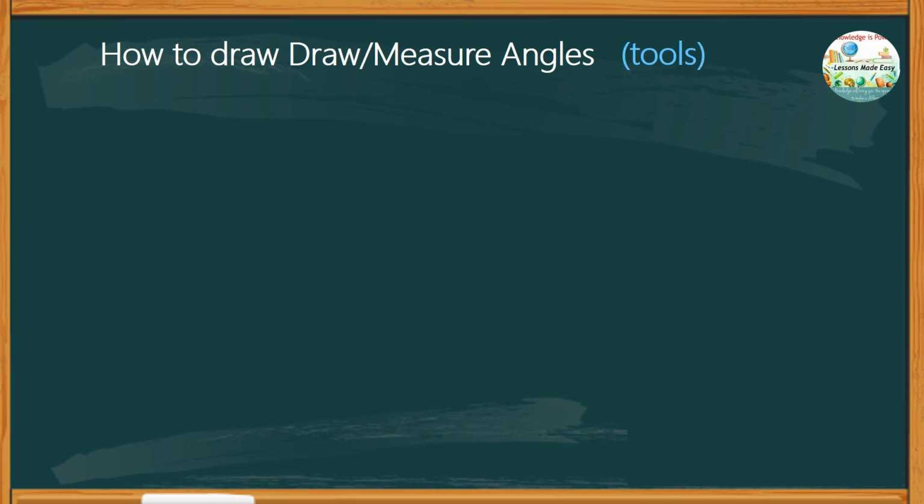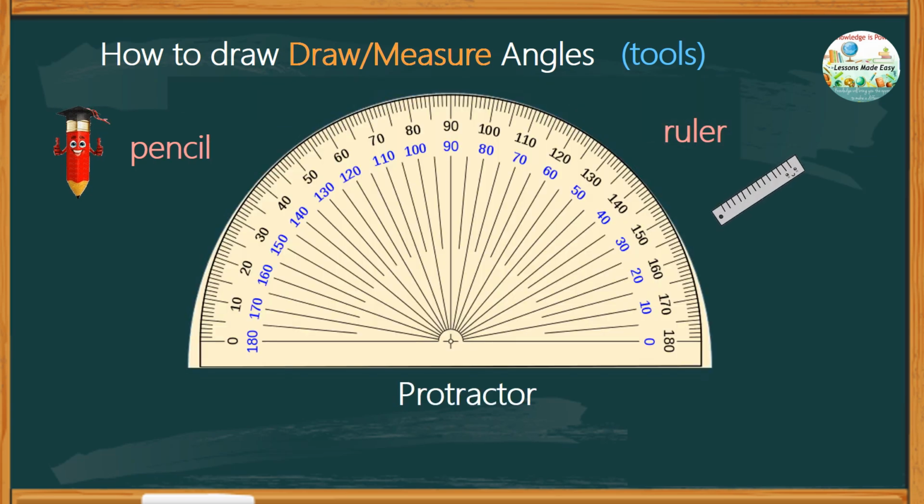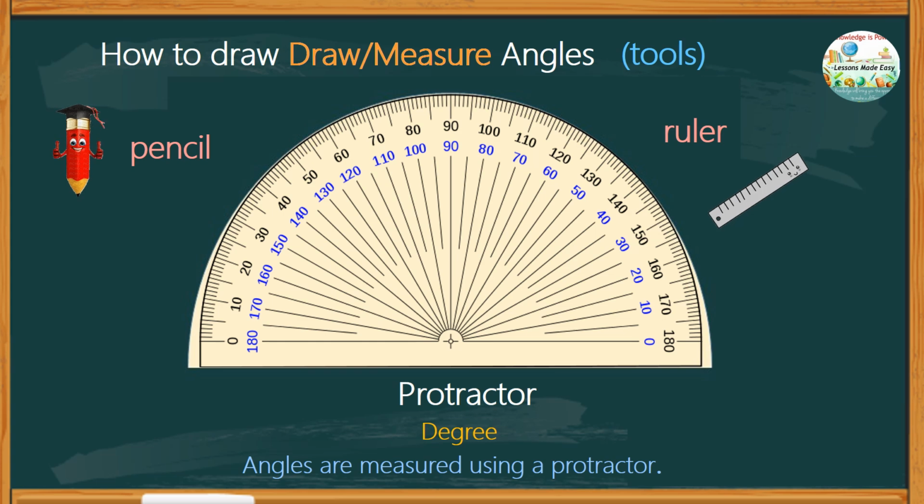What tools do we need to draw and measure angles? Only simple tools like a pencil, a ruler, and of course, a protractor. Angles are measured using a protractor with a unit called degree. The degree symbol is a small superscript circle like this one.